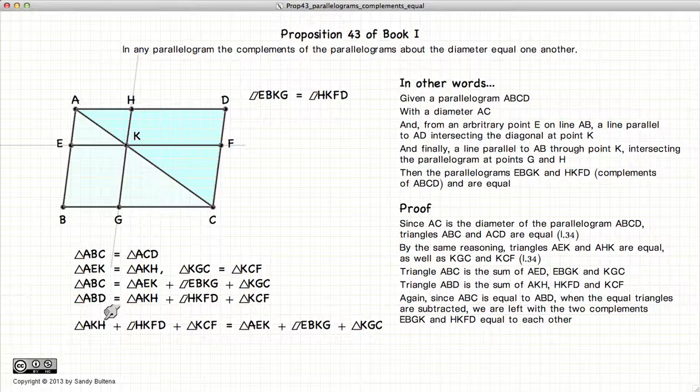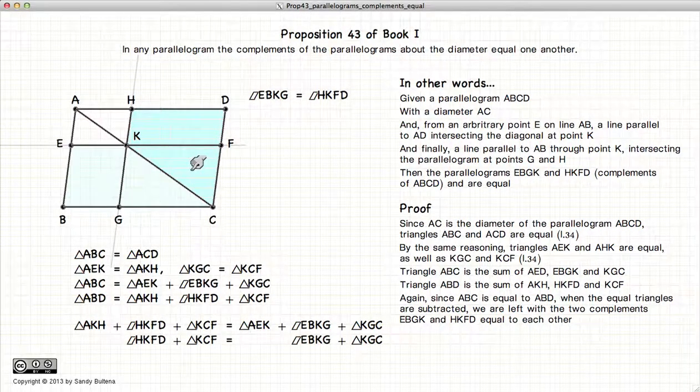So now if we start subtracting off equal areas from both sides of this equation, in this case, this triangle and this triangle, these two areas are still equal. Again, we're going to subtract off areas on both sides of this equation that are equal. So we'll be subtracting off the area of these two triangles. And we are left with the two polygons EKBG and HKFD, which are the complements of the parallelogram, equal in area.